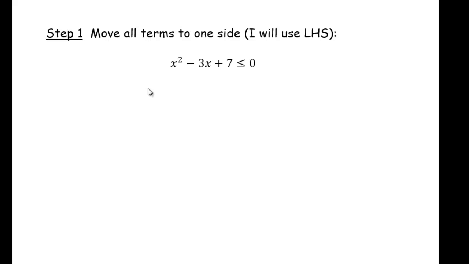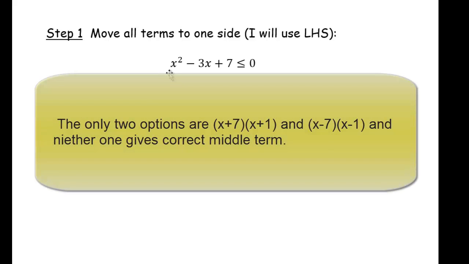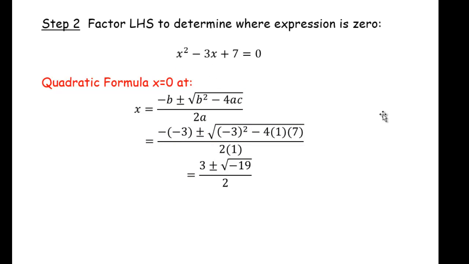Then we try and factor. When we try and factor x squared minus 3x plus 7, it's not so easy. So one way to factor is to use the quadratic formula. The quadratic formula would solve where this expression is equal to 0. If you've forgotten it, here it is: negative b plus or minus the square root of b squared minus 4ac, over 2a. My a is 1, my b is -3, and c is 7.